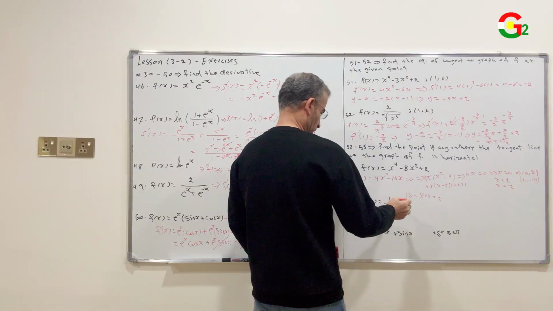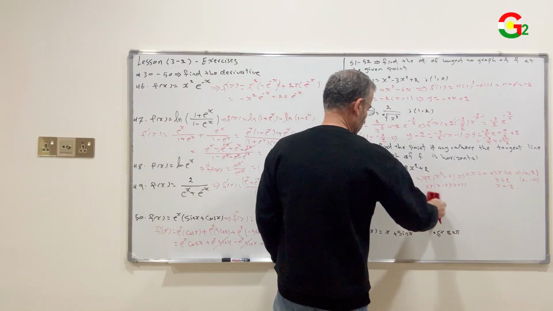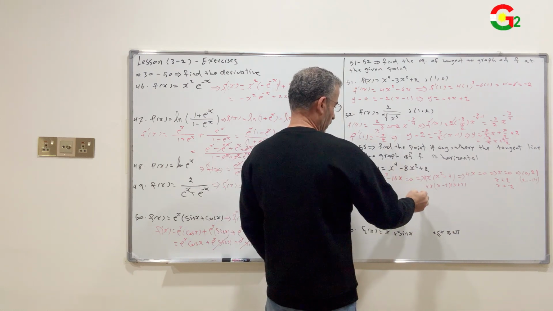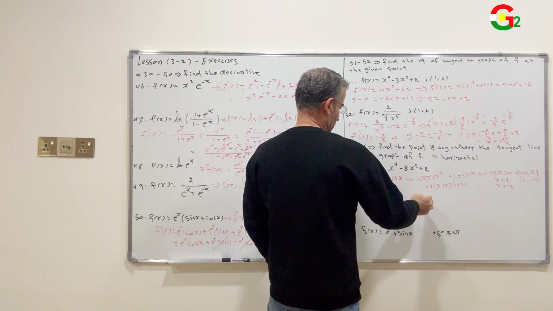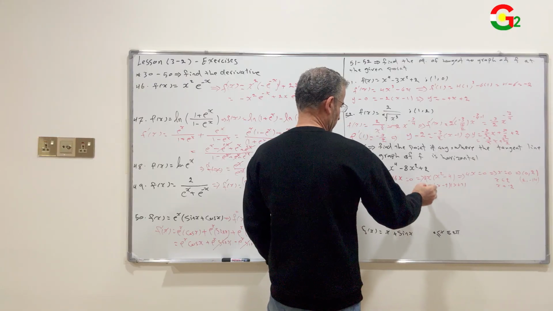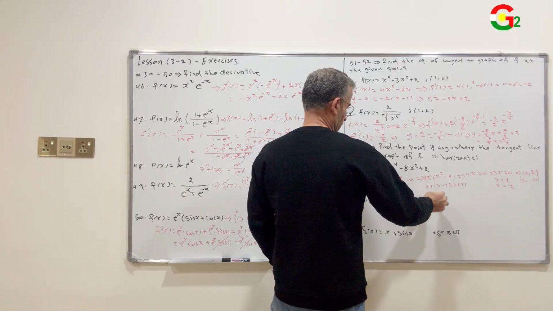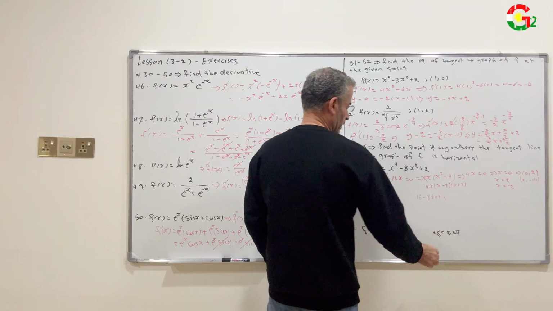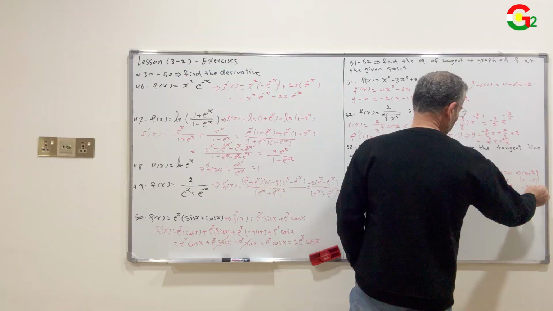And for the last point, x equal negative 2, negative 2 to the power 4, 16 minus 8 times 4, negative 2 squared, plus 2, it is also negative 14.